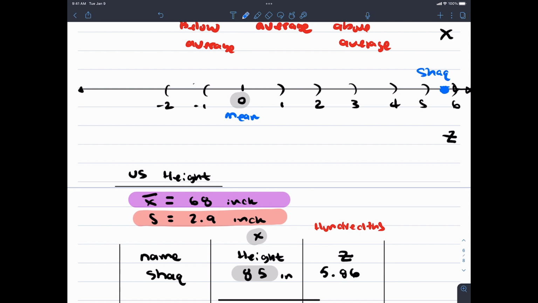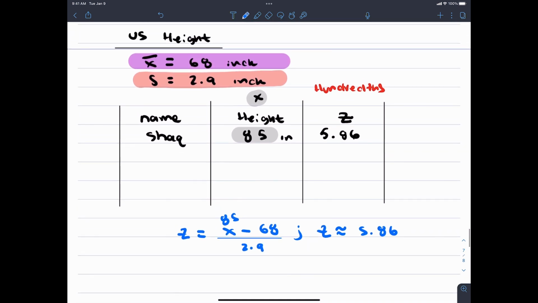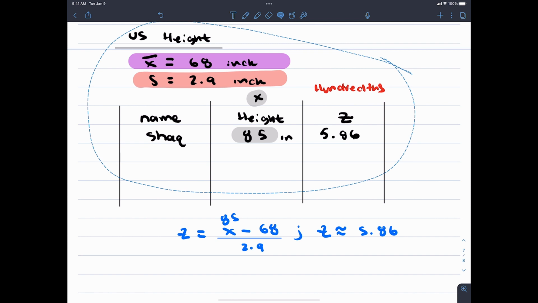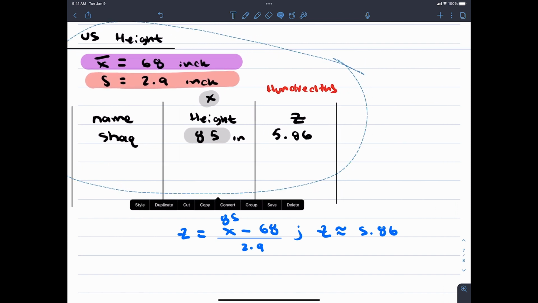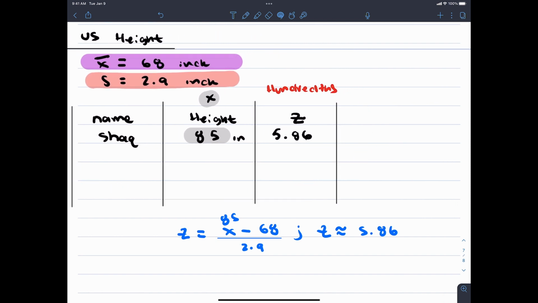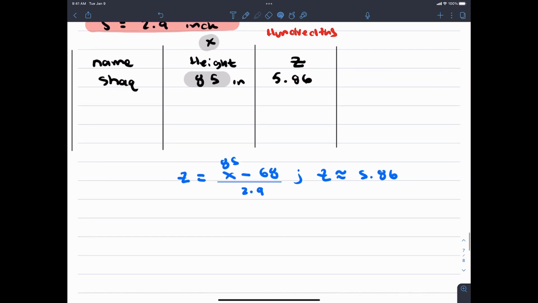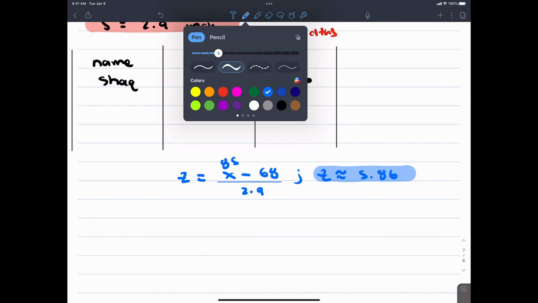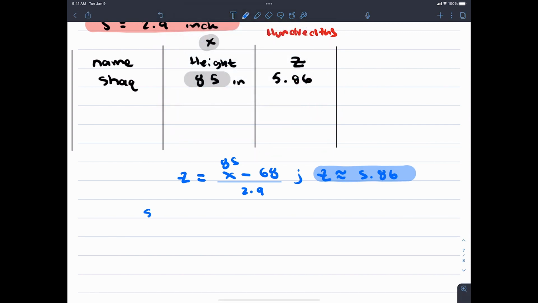So I can't give Shaq a letter grade for his height. I have to go to a Z value because Shaq is really off the charts in terms of his height. Is Shaq tall or is Shaq small? He's tall. So here's what that means. I want you guys to know this. We say the following. Shaq is more than what? You see this number 5.86? That's between 5 and 6.